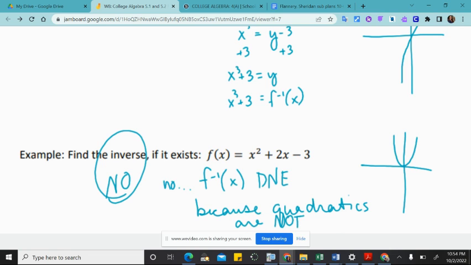Not one-to-one functions. One x for every y and one y for every x. So we don't do that one.